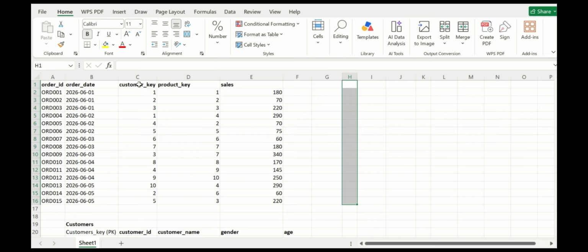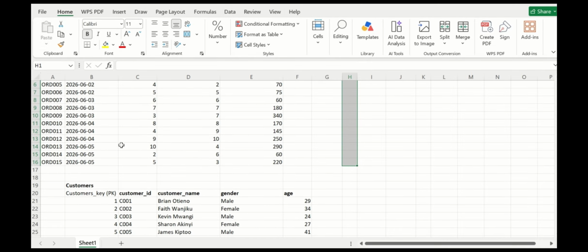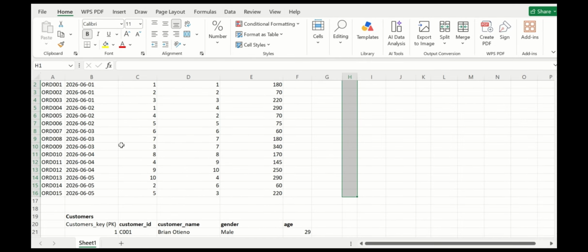The previous one had order ID, order date, customer ID, and it was very, very long. That means the inserting of data was taking too long, and maybe the performance was very slow. But this one, we can insert our data much faster compared to the previous one.